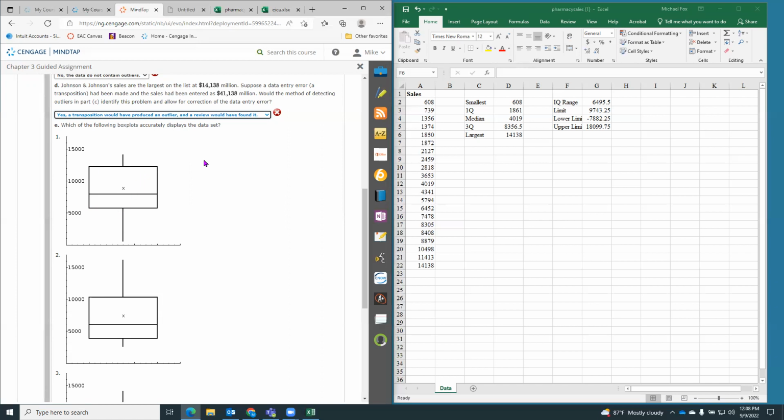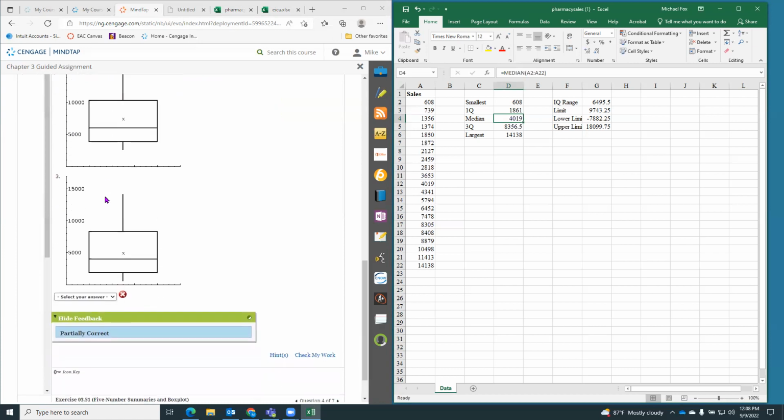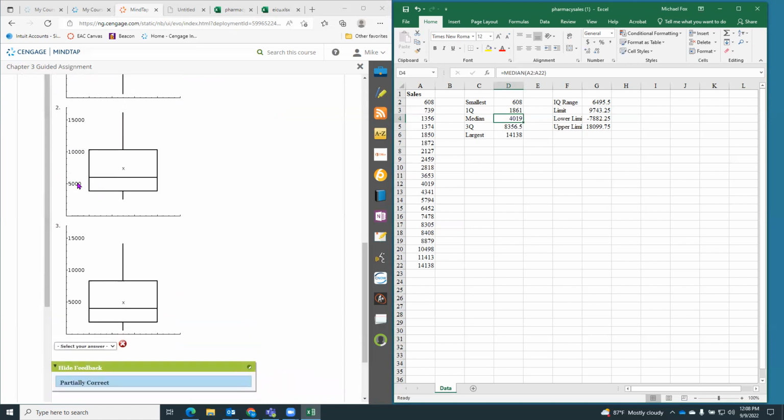Okay, so I usually start with the median and say, okay, the median of my data set was 4,019. So I'm going to look here, and this one shows the median somewhere between 5,000 and 10,000. So that one's not it. So I'm just using a process of elimination. This one shows the median also between 5,000 and 10,000. So that can't be it. This one shows the median just below 5,000. So that is going to fit with our median of 4,019.